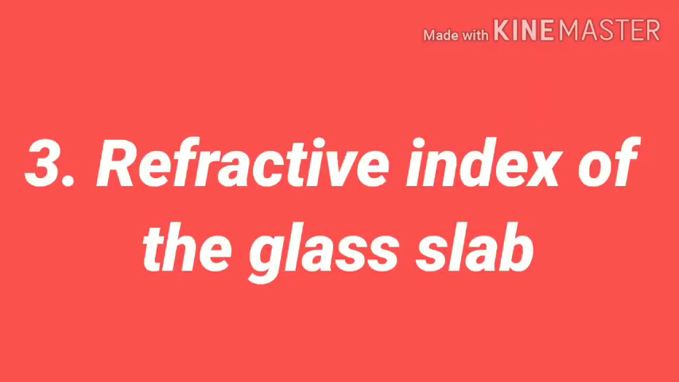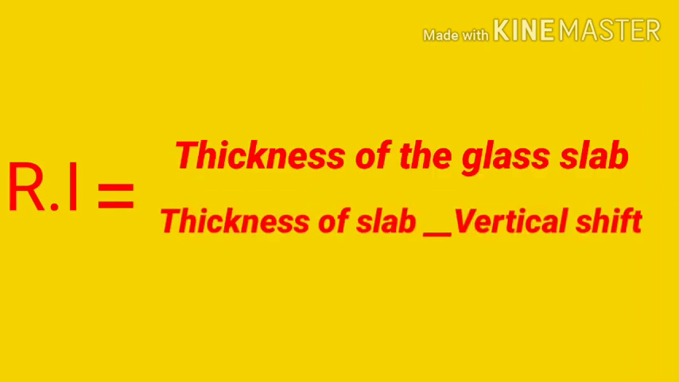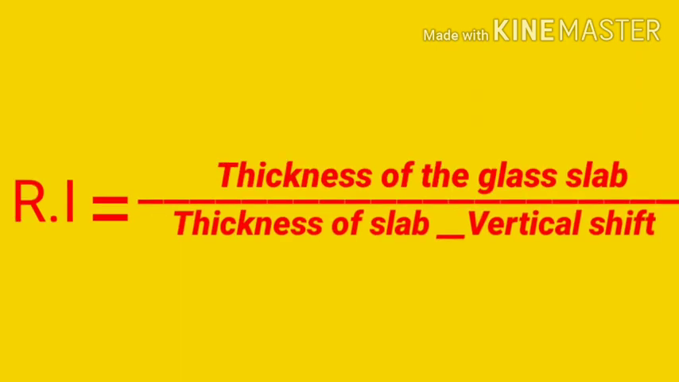Now we will calculate the refractive index of the glass slab. The formula for that is: refractive index of the glass slab equals thickness of the glass slab divided by thickness of the slab minus vertical shift.